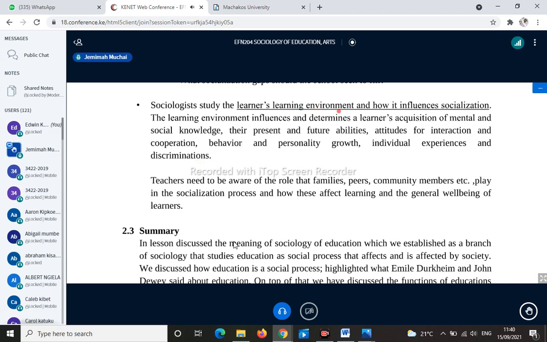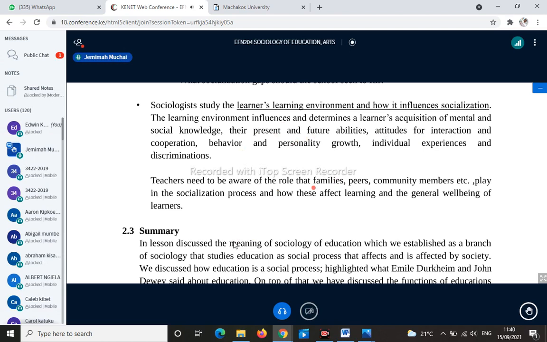So your learning environment is, for example, the home background. From where you have been raised, how is that learning environment? It will influence and determine your acquisition of mental and social knowledge. Mental is how your thinking processes work, and how your mind can be receptive or non-receptive of the knowledge that you'll be learning in school. Also your present and future abilities, attitudes, and the like.